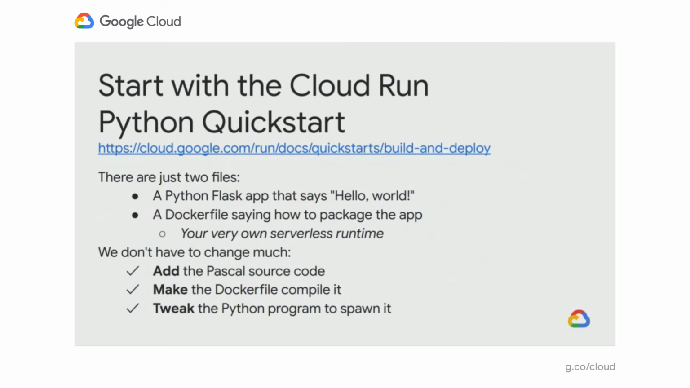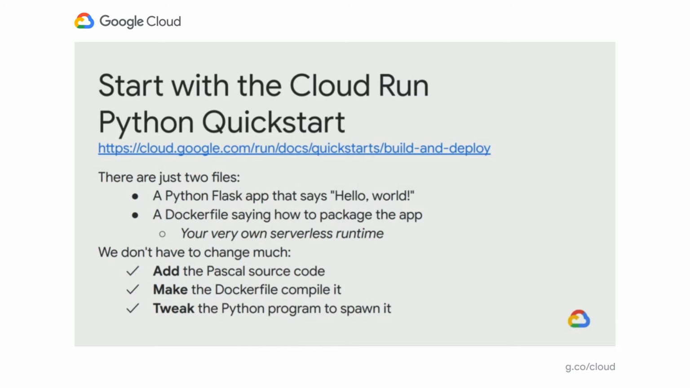We're going to start with the Cloud Run Python Quick Start. That's at cloud.google.com/run/docs/quickstarts/build-and-deploy. If you go to that page, you'll see that there are only two files in this example. One is a very simple Python web application using the Flask framework that just says hello world. Somebody asked for the home page. It says hello world. That's it. The other part of the quick start is a Dockerfile that is the specification for how to create the container, which is to say the runtime that Python app requires.